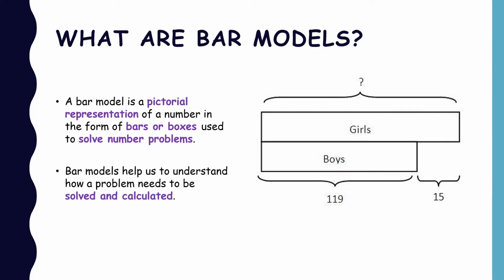So firstly, let's talk about what bar models are. A bar model is a pictorial representation, or a picture, of a number in the form of bars or boxes, as you can see over here. These are used to solve word problems. They help you to understand how we can solve a problem or how we can calculate a missing value. We are going to look at this in more detail now.